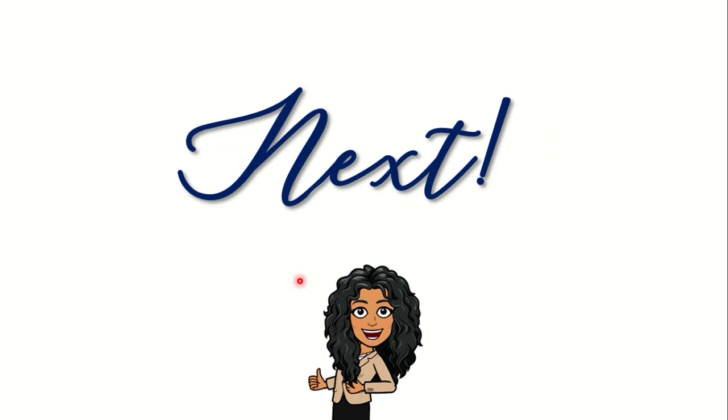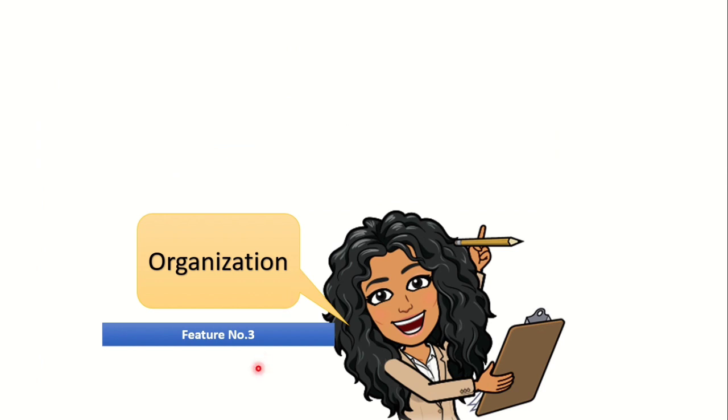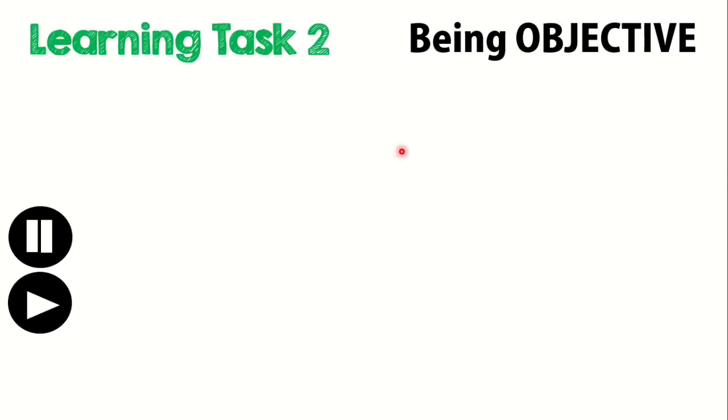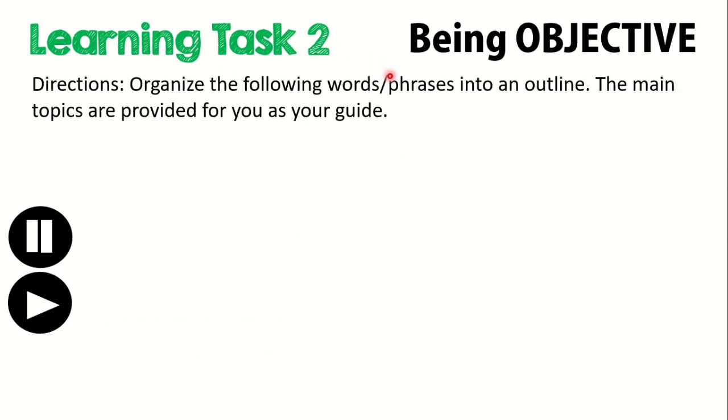Great! Okay, now we can proceed with the next feature of academic writing, which is organization. Academic writing should be organized. Okay, let us have this learning task entitled Being Objective. Directions. Kindly read. Begin.